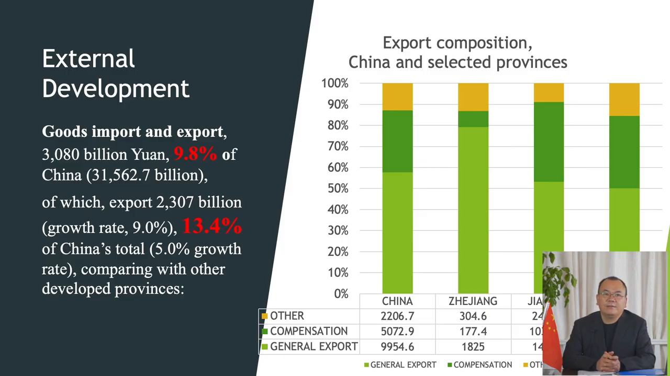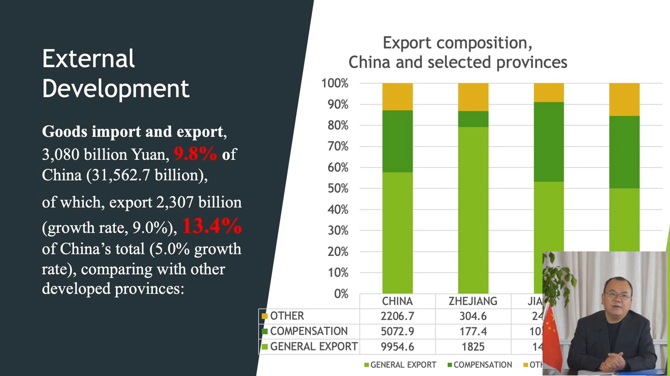For Zhejiang province, its export and import last year is 3,080 billion yuan. So here again I highlight this figure. It is 9.8% of China's total import and export. So if you compare the different figures, you will remember, from 1.1% of land area to 4.16% of population and to 6.29% of China's GDP. And here, the import and export is 9.8% of China's total import and export, of which Zhejiang exports more than it imports.